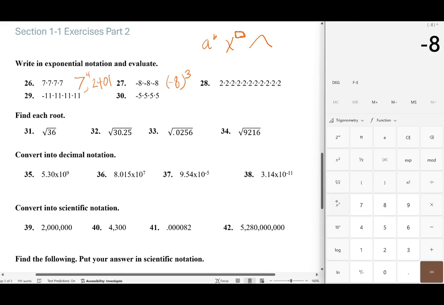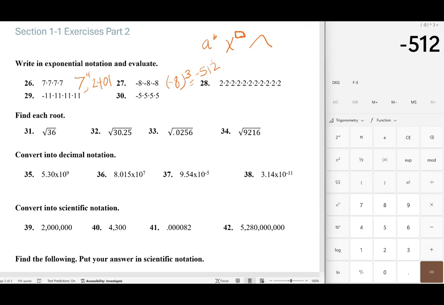And then I'm going to put my exponent button again, and raise it to the 3rd power, and I get negative 512. Notice, because there are 3 negatives, we should end up with a negative answer. Whenever you have an odd number of negatives, you get a negative answer when you're multiplying. Alright, number 28 is the big one.